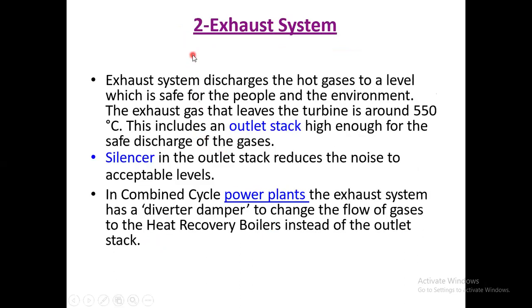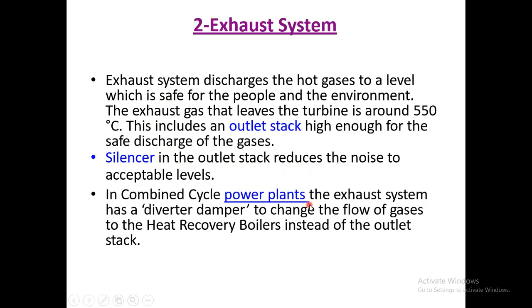Now, moving toward the second part, that is the exhaust system. The exhaust system discharges hot gases to a level which is safe for the people and environment. The exhaust gas that leaves the turbine is around 550 degrees centigrade. This includes an outlet stack high enough for the safe discharge of the gases. A silencer in the outlet stack reduces the noise to acceptable levels, because sometimes noise would be irritable.